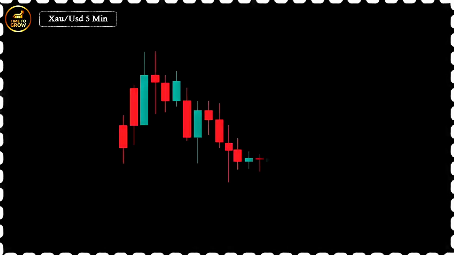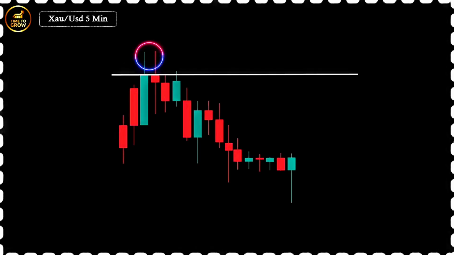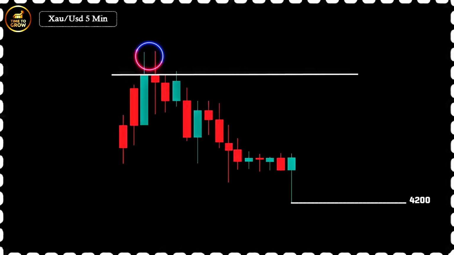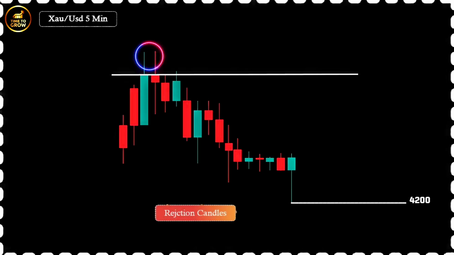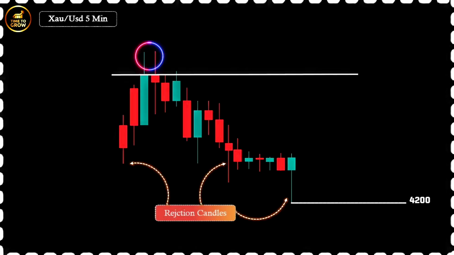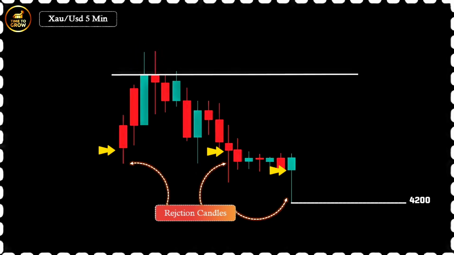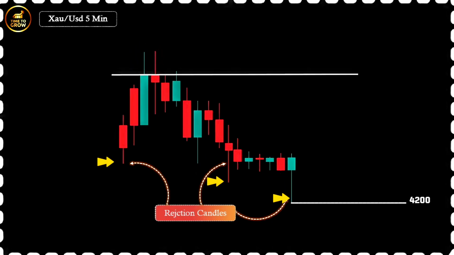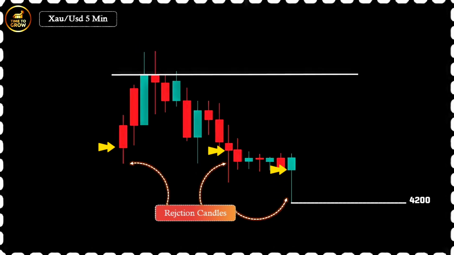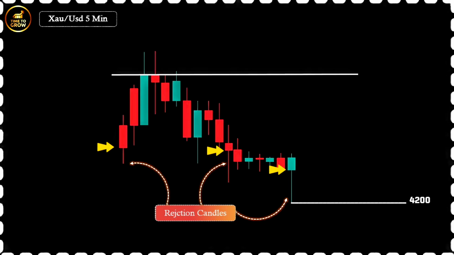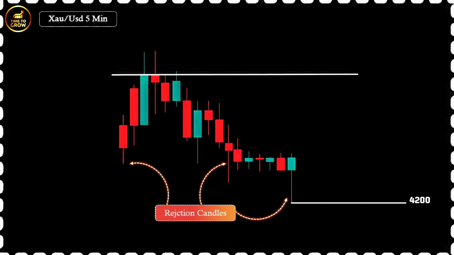Here's an example on xauusd. Price rejects from higher levels, approaches a psychological area, and forms multiple long lower wick candles. In these candles, price opens at a level, moves sharply downward, but faces strong buying pressure and closes back near its opening price. This tells us sellers pushed price down first, but they failed to close below the low.